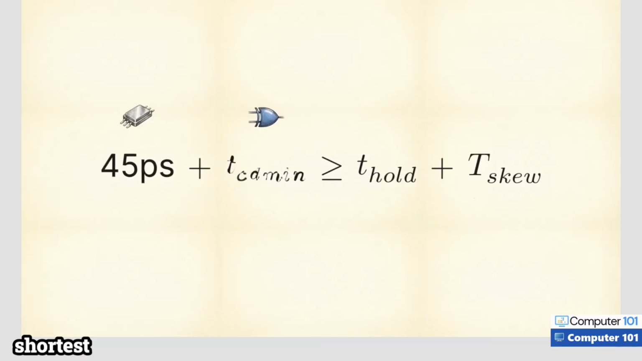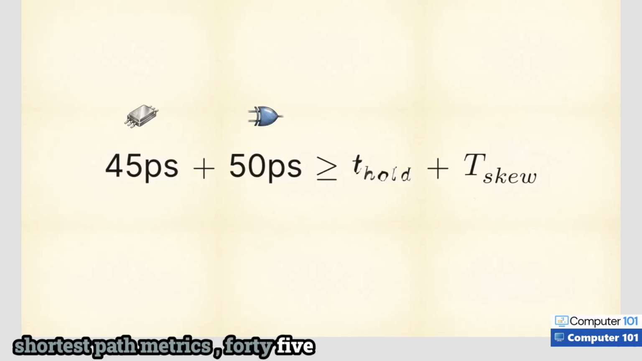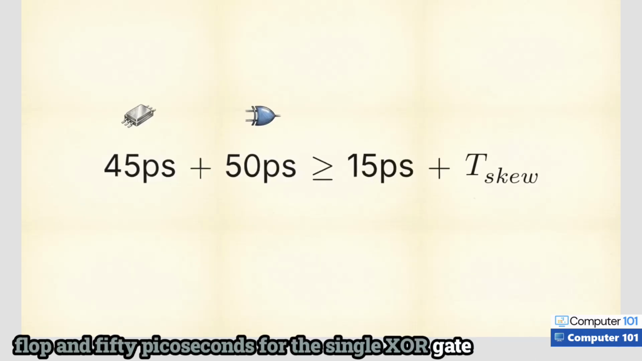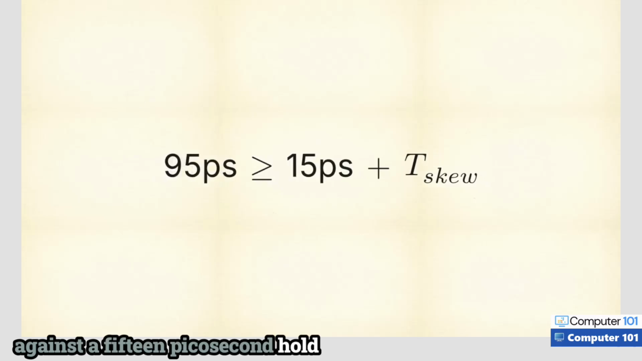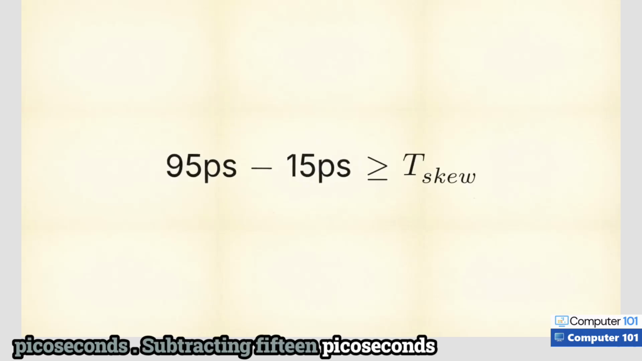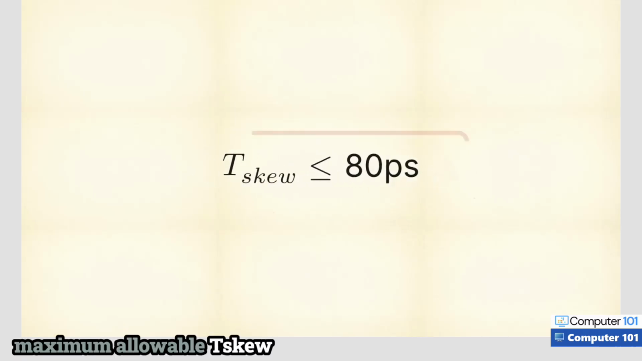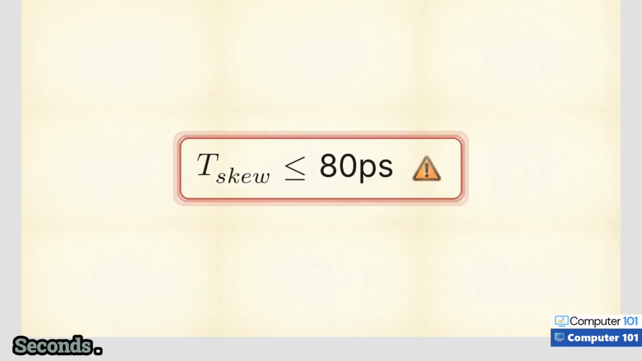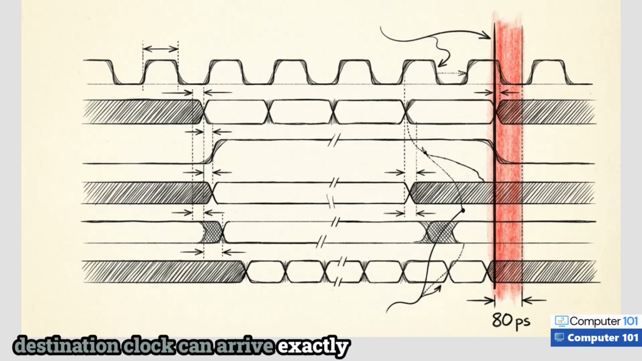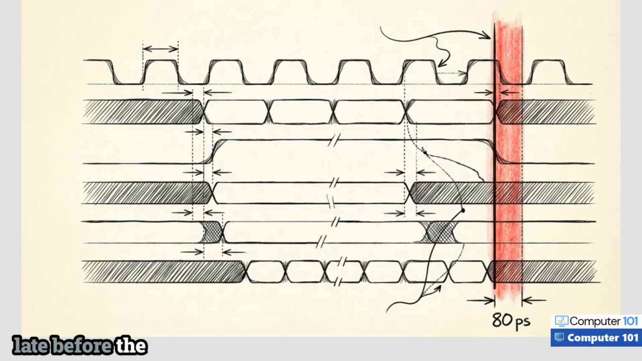We substitute our shortest path metrics, 45 picoseconds for the flip-flop and 50 picoseconds for the single XOR gate, against a 15 picosecond hold requirement. Combining the minimum delays gives 95 picoseconds. Subtracting 15 picoseconds leaves a maximum allowable skew of 80 picoseconds. This establishes our upper limit. The destination clock can arrive exactly 80 picoseconds late before the fast-path data overwrites the active signal.